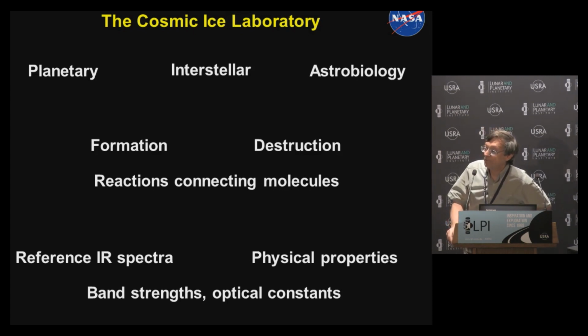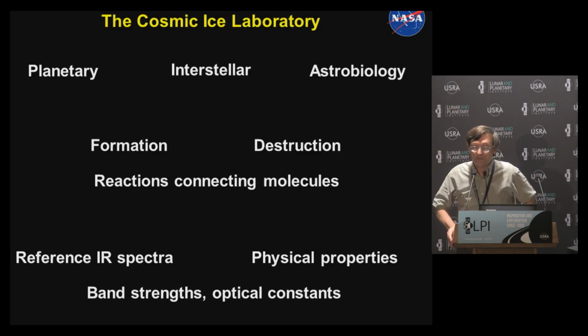Another part of our work involves generating reference measurements for things like the Hubble Space Telescope, James Webb Space Telescope, ISO, Spitzer, and so forth. These are probably much more interstellar than planetary, but some planetary too. Reference spectra, physical properties like densities, vapor pressures, energies, enthalpy of sublimation. We do band strengths. We do some optical constants.